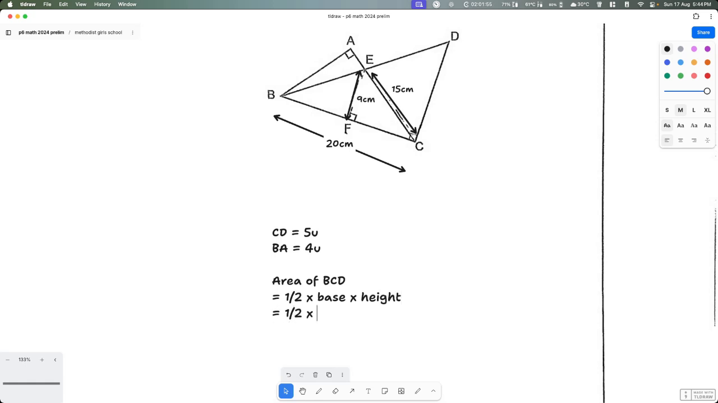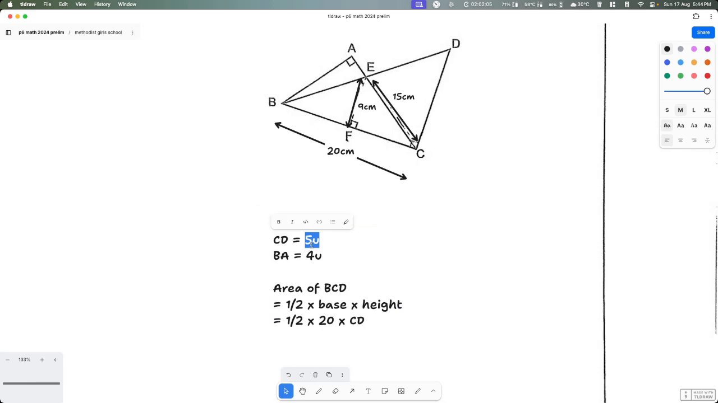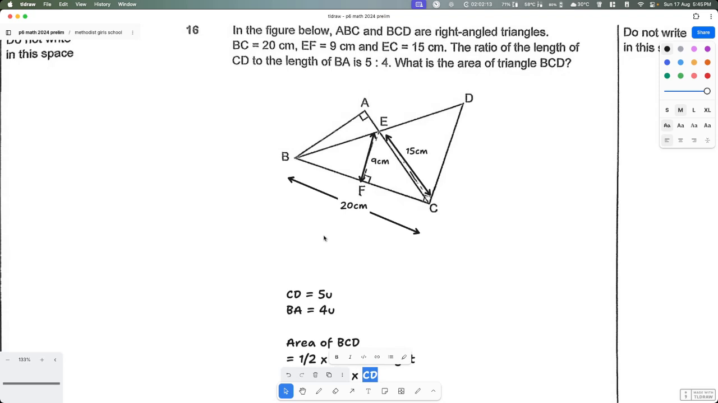So what's the base? BC is 20, and then the height we don't know, which is CD. So we need to find CD. We know CD is 5 units. If we can get BA, 4 units, then we can get CD as well. So CD is this one, BA is this one.